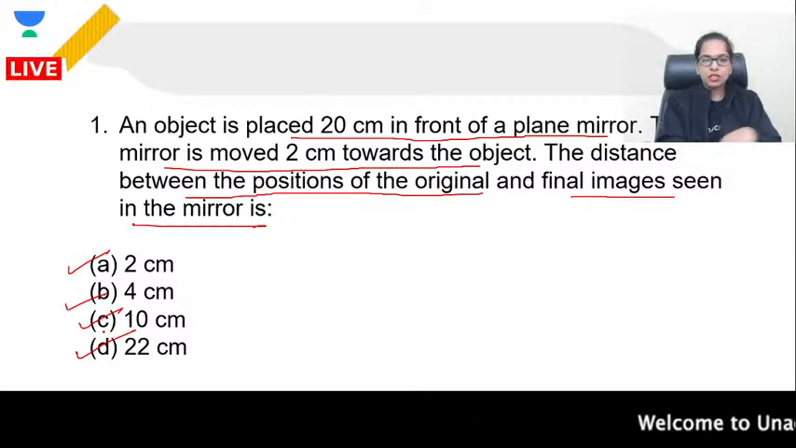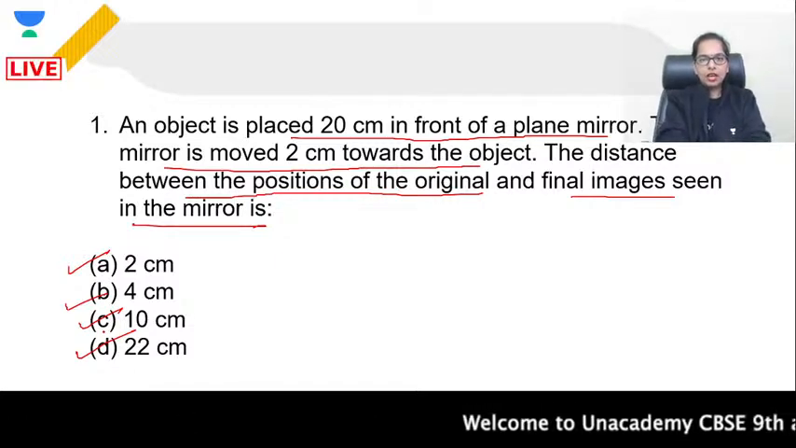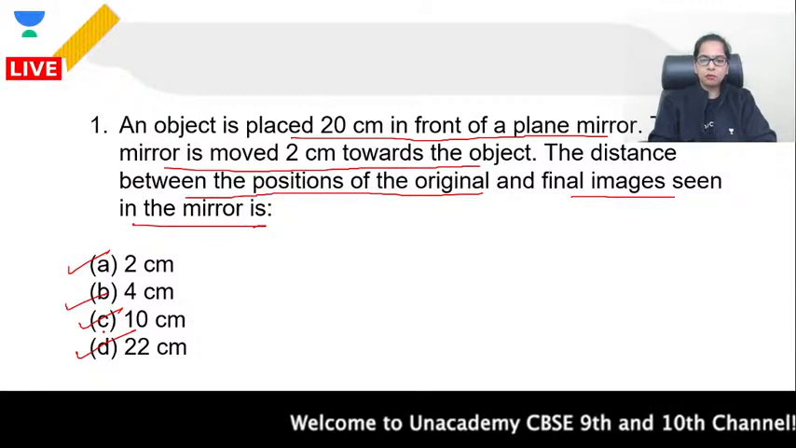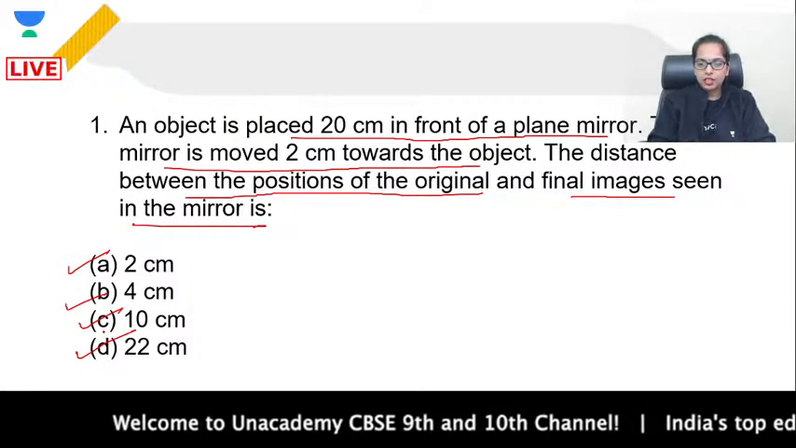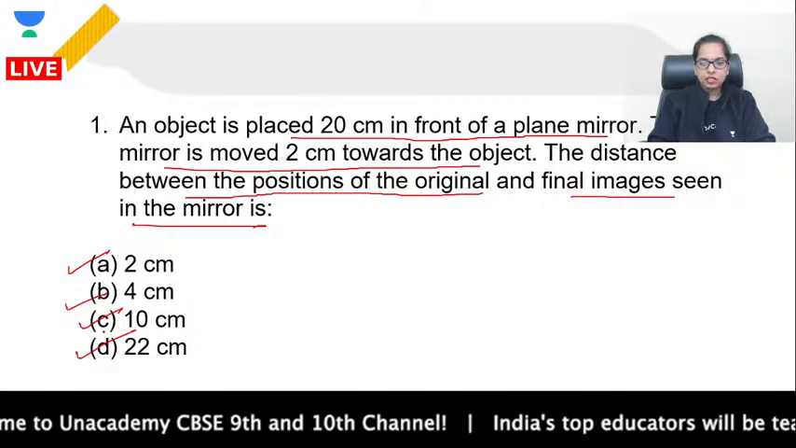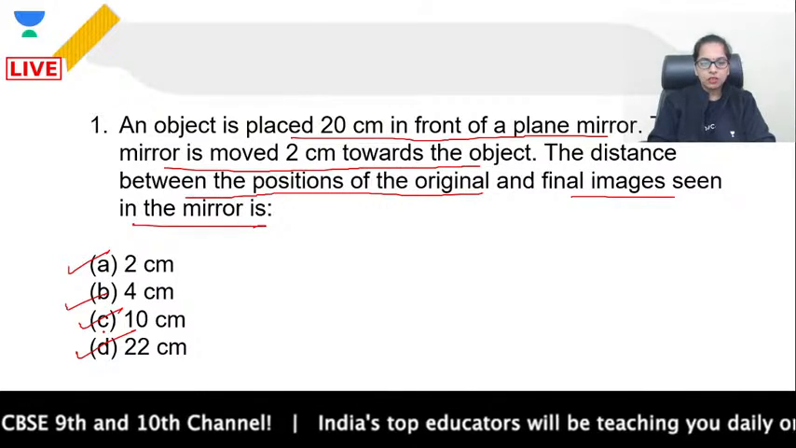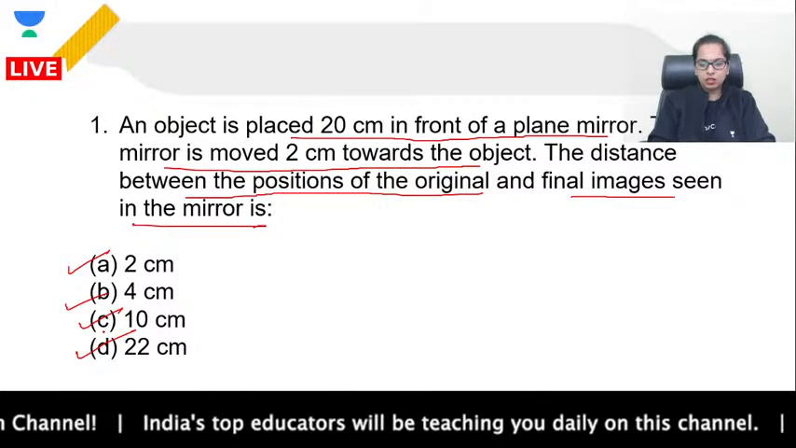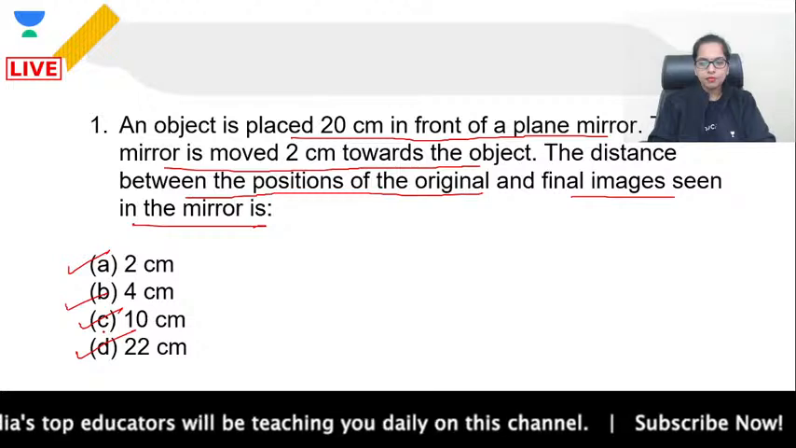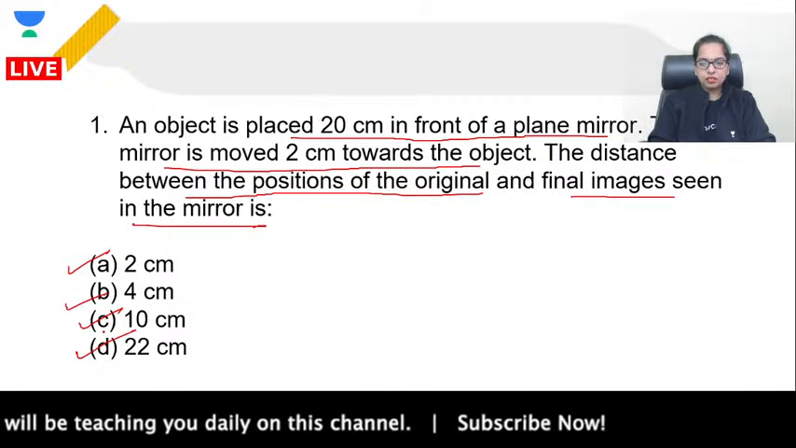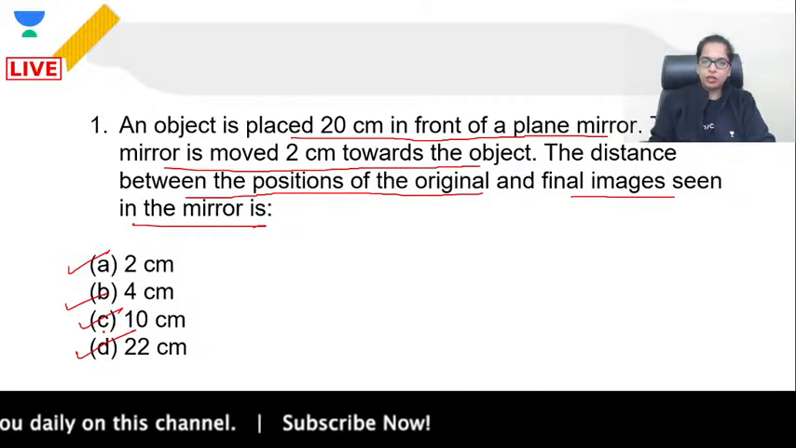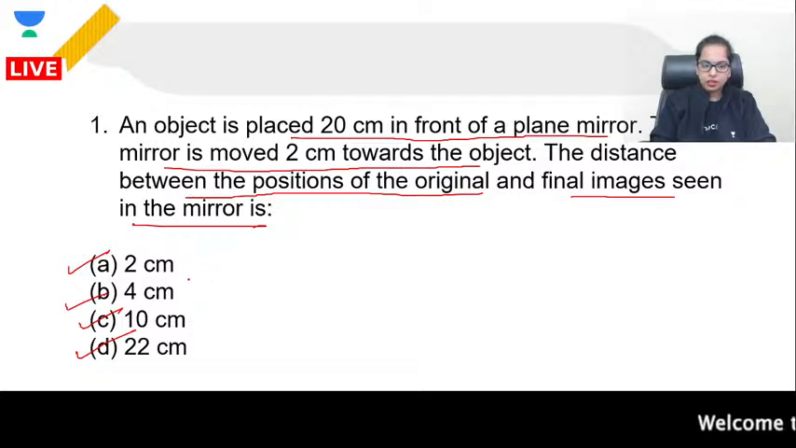The distance between the position of the object and the final image seen in the mirror will be... Lavanya, you are answering option C, 2 centimeters. Okay, you are saying 2 centimeters, option A. Okay. Alright, where are the other people? Let us solve this question. Your answer is not right actually.